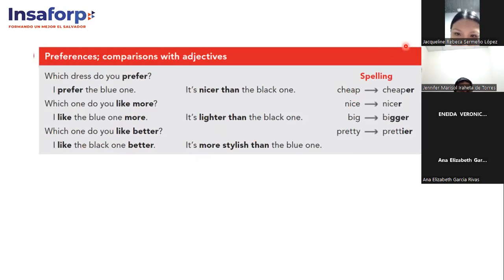Y como aprendimos en la última clase, the comparative structure, we add ER: cheap, cheaper, nice, nicer, big, bigger, pretty, prettier, right? And we learned that when we have consonant, vowel, consonant, we double the last consonant. When it ends in Y, we add IER and we delete Y.